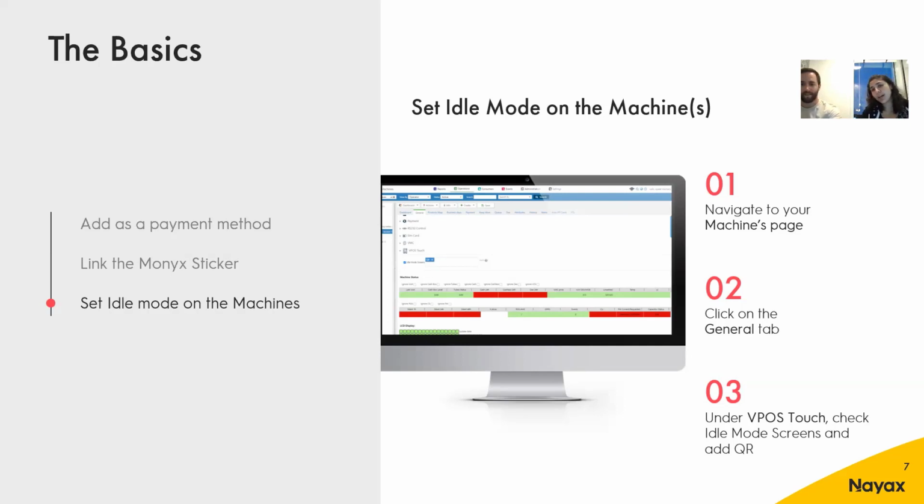Yeah, I just want to point out that the idea with the idle mode is to help your consumers see what they need to scan to find a machine, to make their lives easier. If you put up a sticker and it gets torn off, say it's raining and it's damaged, then setting idle mode means that you always have the QR on the device, making your life easier and your consumer's life easier, just to scan the machine and pay with Monyx.